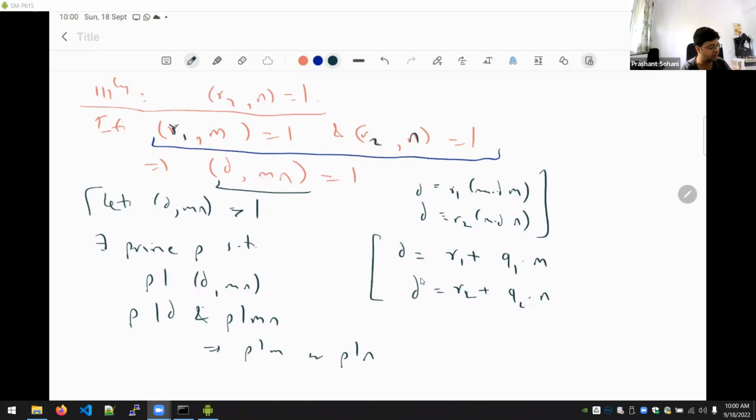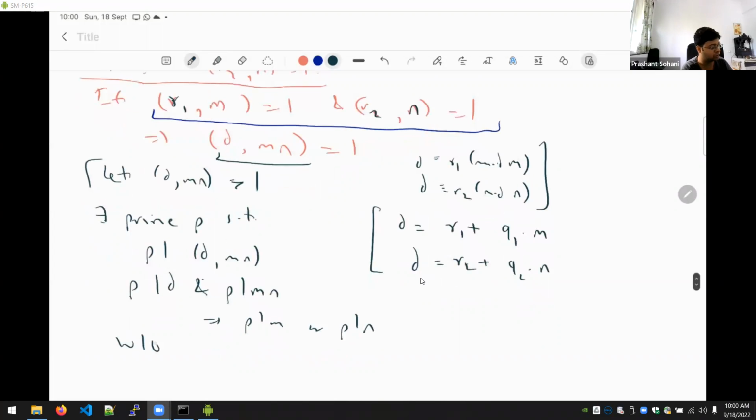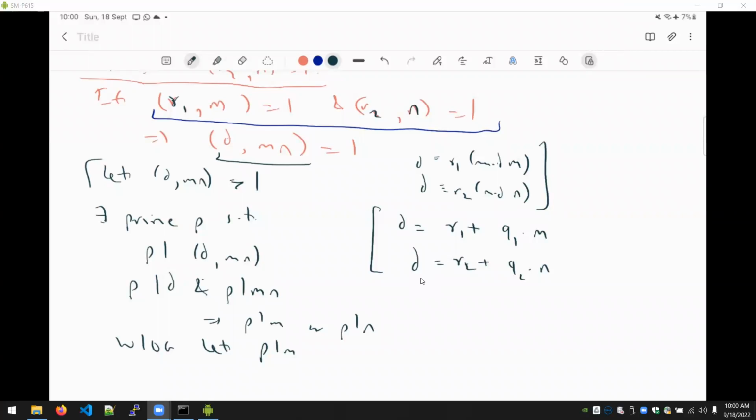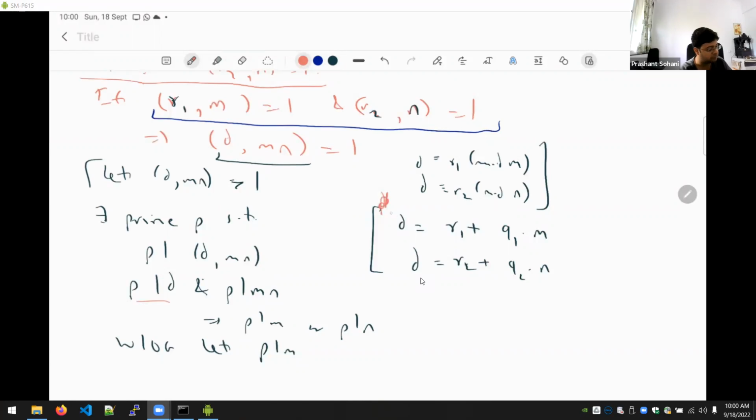So let's say that P divides M. Then what can be the contradiction we come up with here? GCD of R1 and M is P. Yeah, correct. So in the first equation, what will happen? See, P divides D. So P divides this term. And if P divides M, then P also divides this term. So if P divides D and P divides M, then it will be forced to divide R1, right?